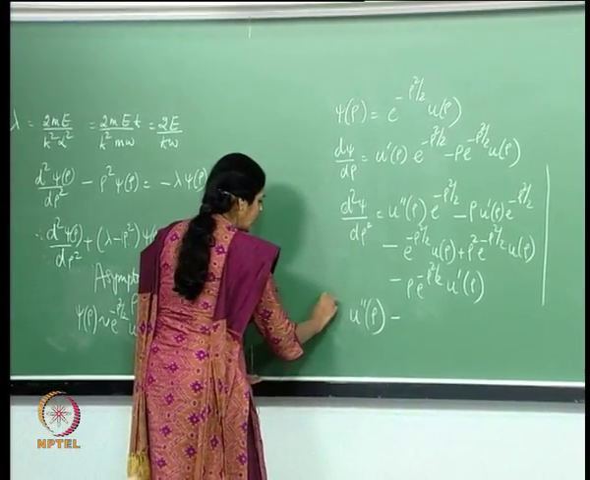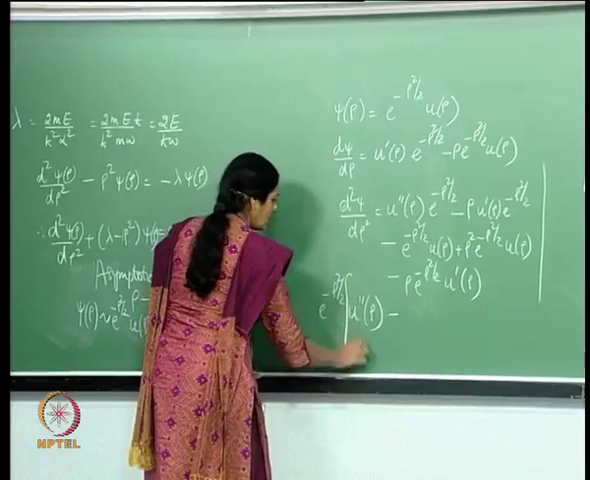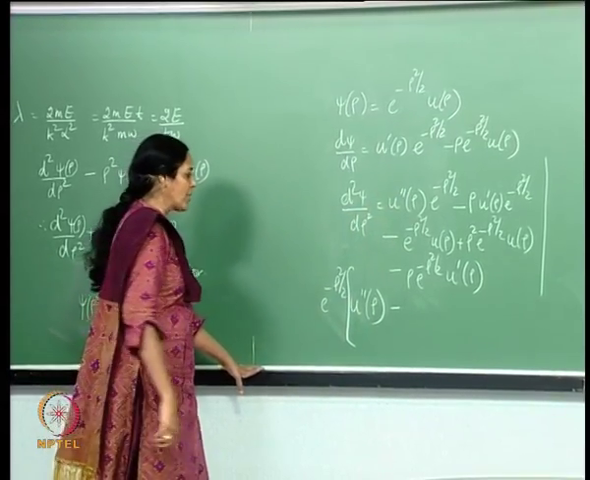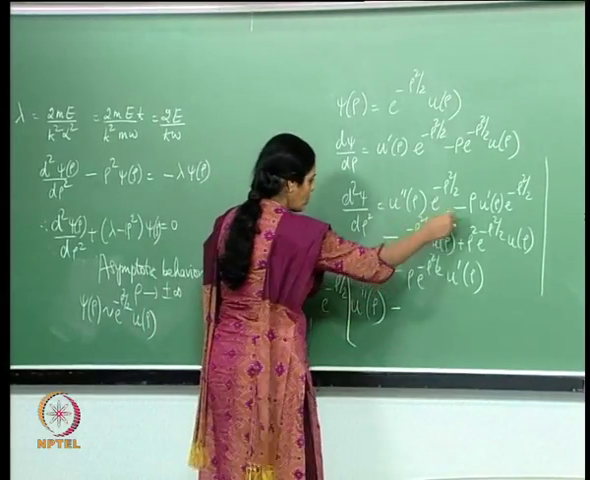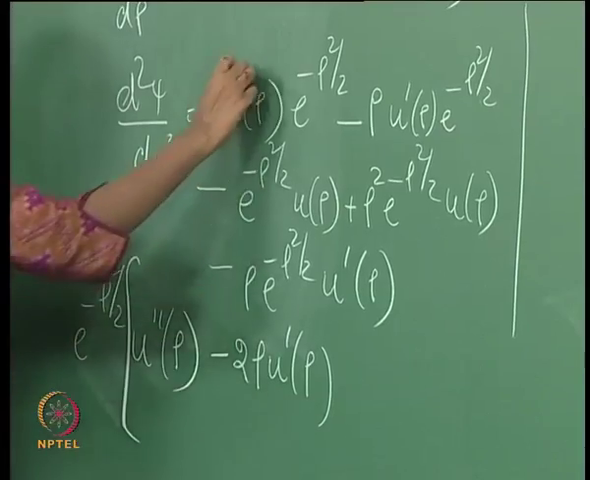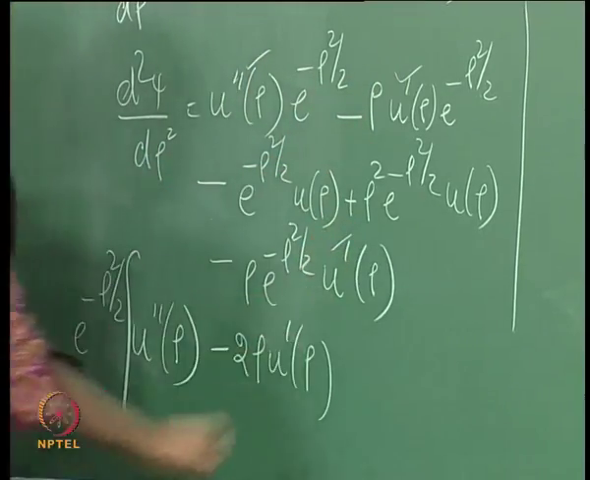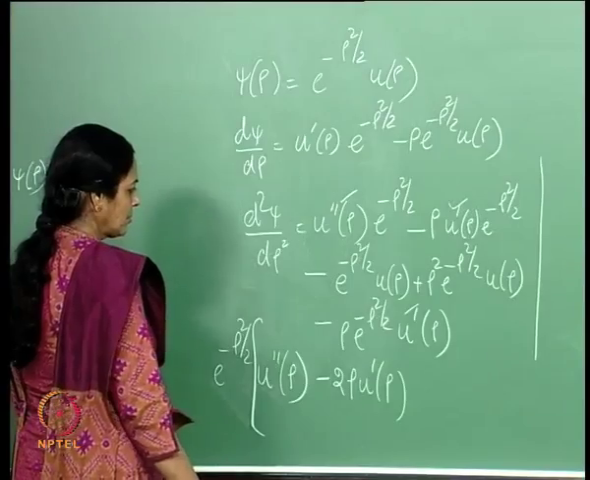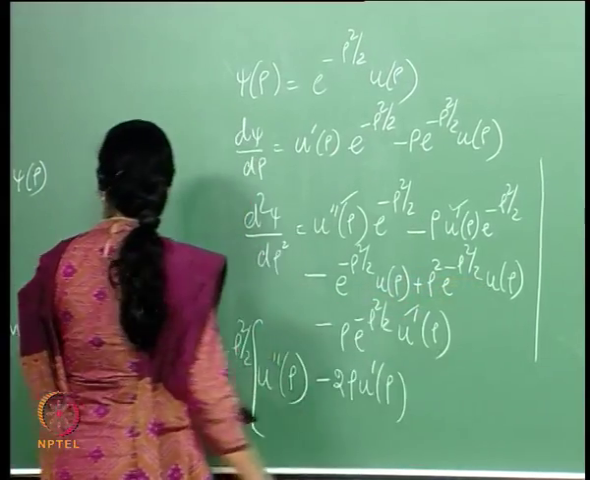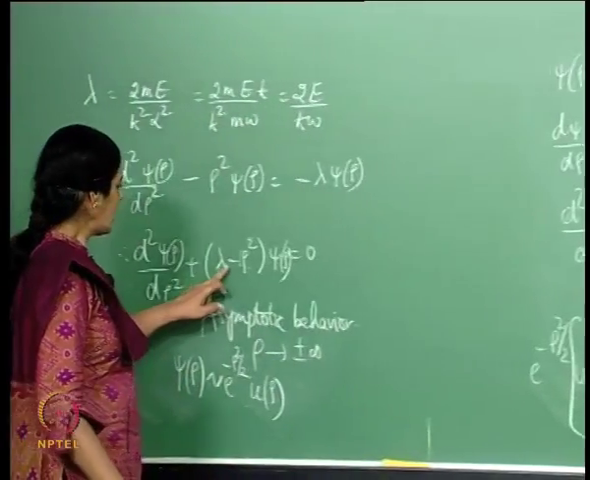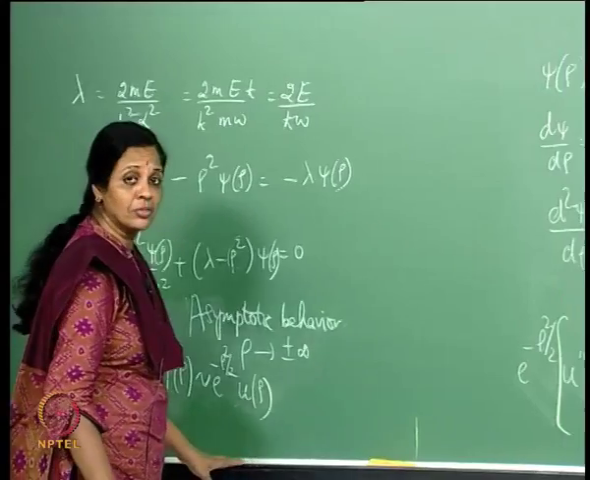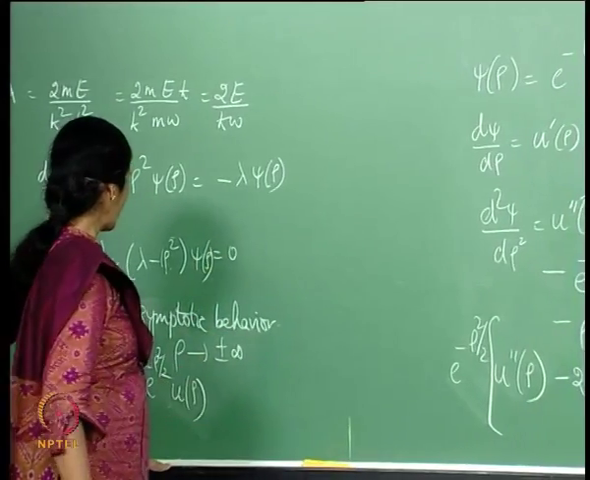I am going to pull out an e to the minus rho squared by 2, that is a common thing in all of them, and the asymptotics are dictated by e to the minus rho squared by 2. So that is u double prime of rho minus 2 rho u prime of rho. So I have taken care of these terms. And then I have plus rho squared e to the minus rho squared by 2 u of rho, and then I have minus rho squared e to the minus rho squared by 2 u of rho. So there is a cancellation there.